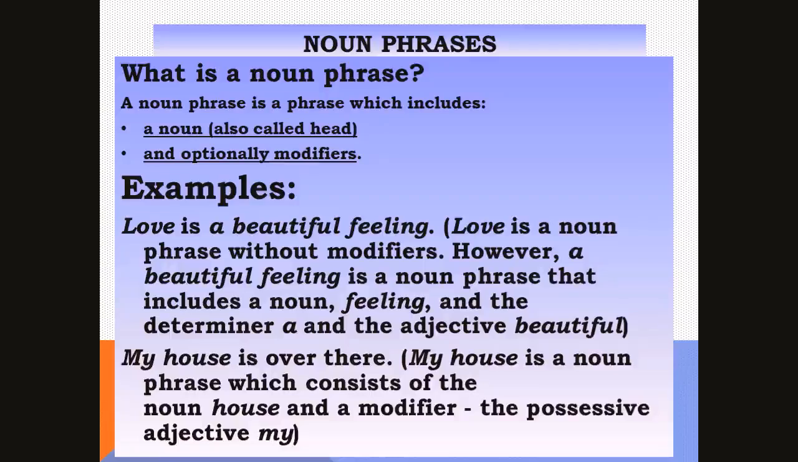And my house is over there. My house is a noun phrase where house is a noun and it has been modified by my. It is a particular, definite thing, that one house it is referring to. That's why my house is a noun phrase.